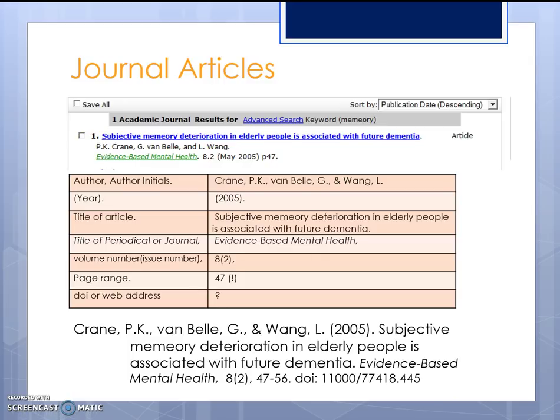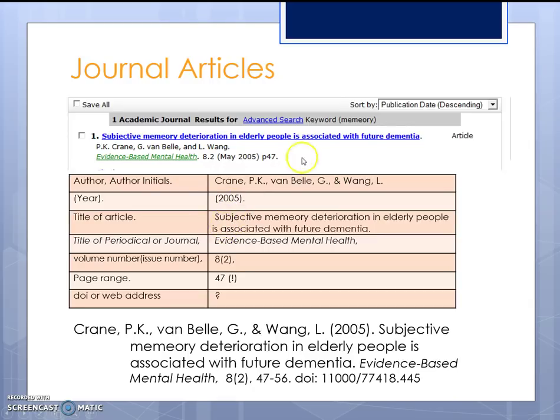Great. Let's do it. So we have multiple authors in this case, so we are going to need to write them all out in order, in the order that they're listed with the initials. So that's going to be Crane, comma, P period, K period, comma, Van Bell, comma, G period, comma, ampersand, that's our little and symbol, Wang, L period. My year is 2005, which I got from right here.